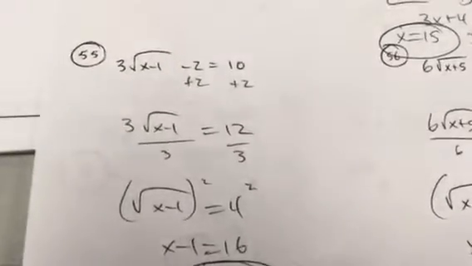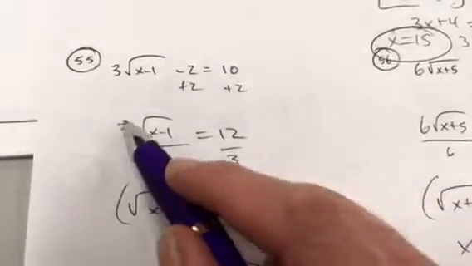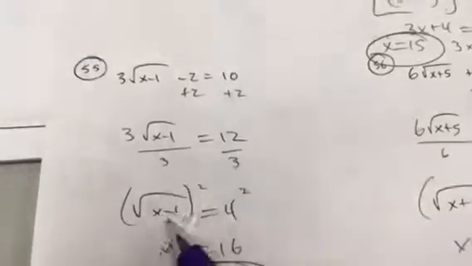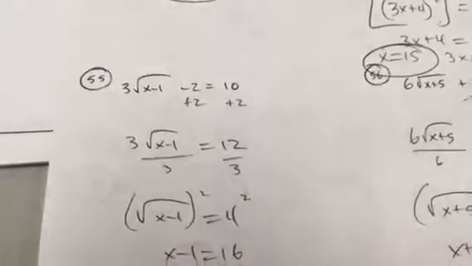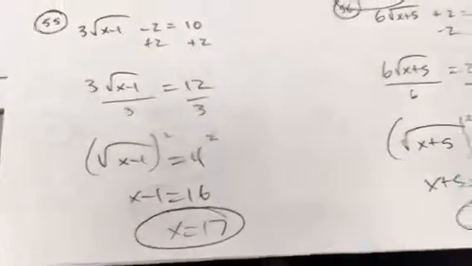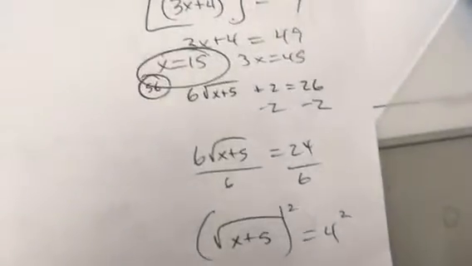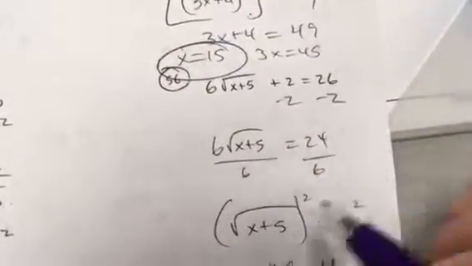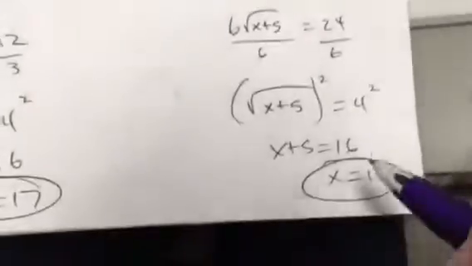On 55, add 2 to both sides first, and you got this 3 on the outside, divide it away. So then 55 looks almost identical to 51, square both sides. Get your answer. Subtract 2 first and then divide by 6. Square both sides. Get your answer.